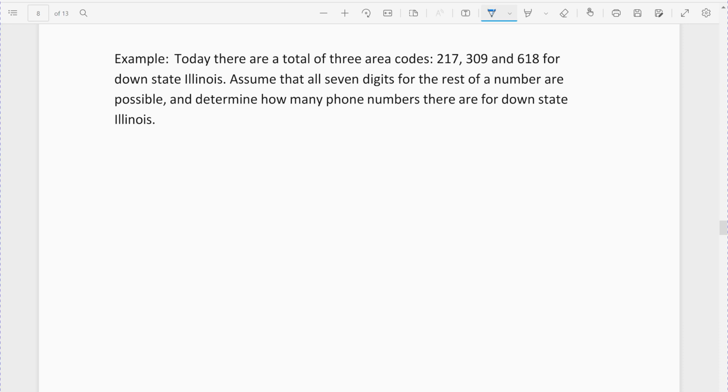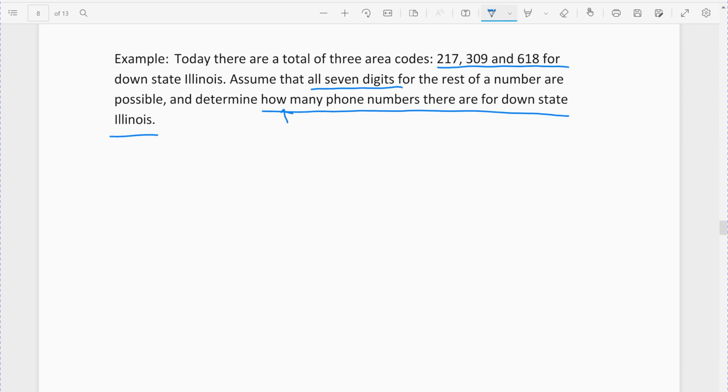Assume all 7 digits for the rest of the numbers are possible. So again, you can repeat. Technically, I don't think they ever hand out these numbers, but technically, you could have a phone number that was 3333333. You write all threes. Although I do think they very rarely, I think they do throw those out. But we'll suppose that we can do that. How many phone numbers are there for the downstate? Again, downstate means we're not doing the Chicago area. We're just doing the downstate. So those are the 3 for the downstate. How many? So we're not looking for probability, just the total number.